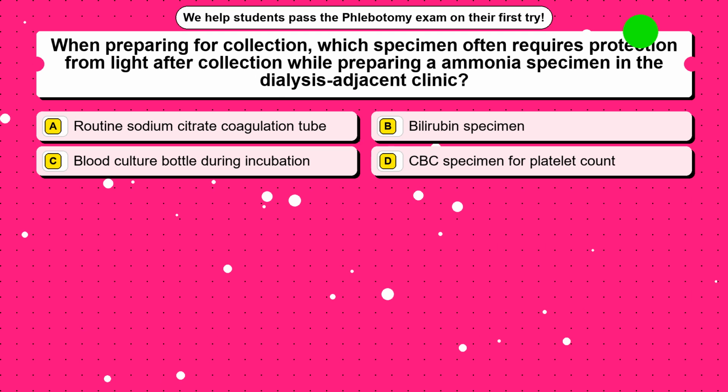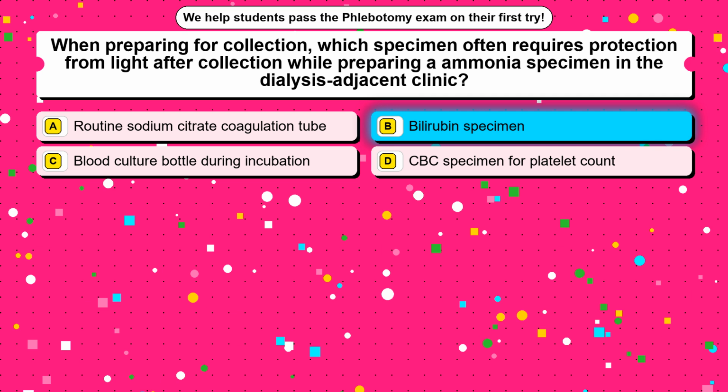Question 39. When preparing for collection, which specimen often requires protection from light after collection while preparing an ammonia specimen in the dialysis adjacent clinic? Option A. Routine sodium citrate coagulation tube. Option B. Bilirubin specimen. Option C. Blood culture bottle during incubation. Option D. CBC specimen for platelet count.